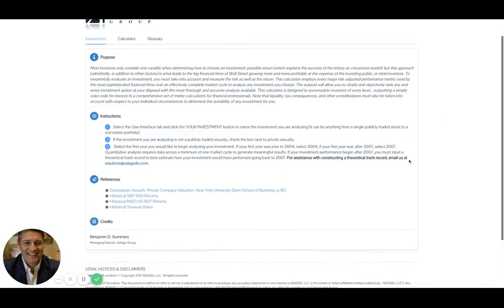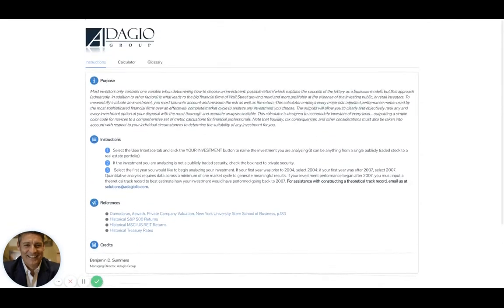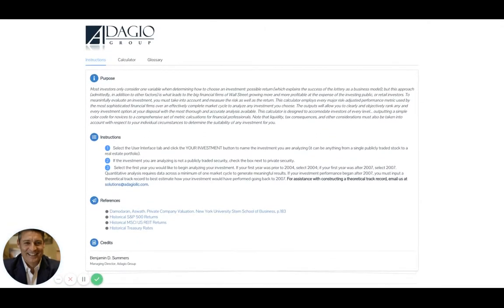This is where you'll land when you access the calculator. And while it's tempting to gloss over all this text, I think the purpose is worth highlighting. Most investors only consider one variable when determining how to choose an investment, possible return, which explains the success of the lottery as a business model. But this approach, admittedly, in addition to other factors, is what leads to the big financial firms of Wall Street growing more and more profitable at the expense of the investing public, or retail investors.